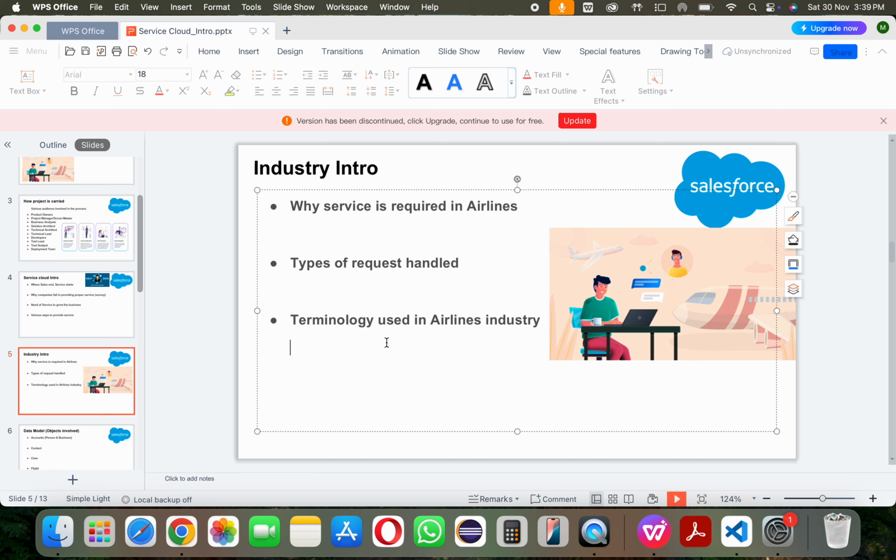Like if you go to the automobile industry, there are things like chassis number for any vehicle, registration number, chassis number, engine number, and the insurance number for that particular vehicle. Like this, there are various jargons and terminologies specifically used for that particular industry. So that is also one important aspect that everyone should understand before working in any project.